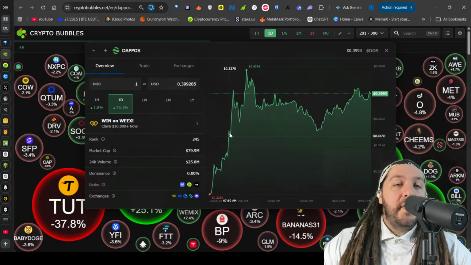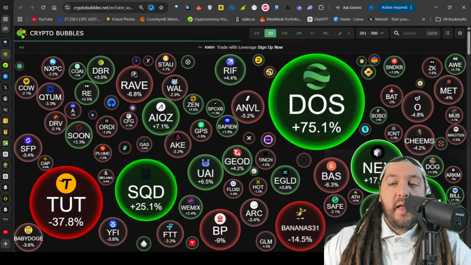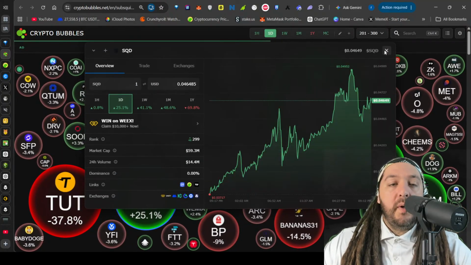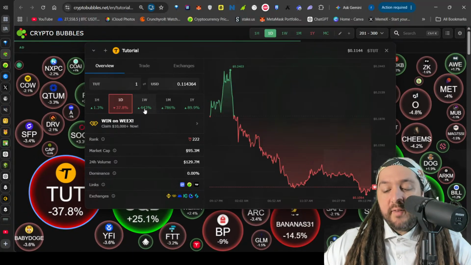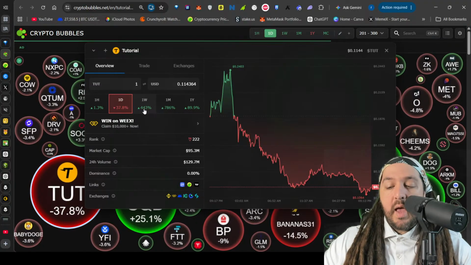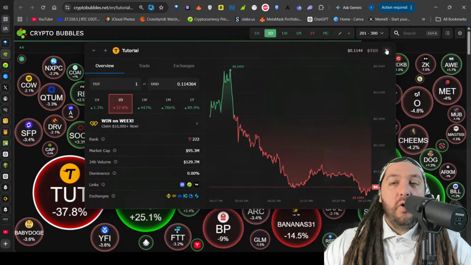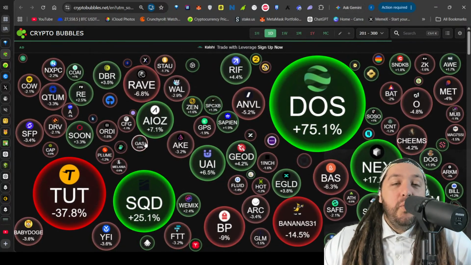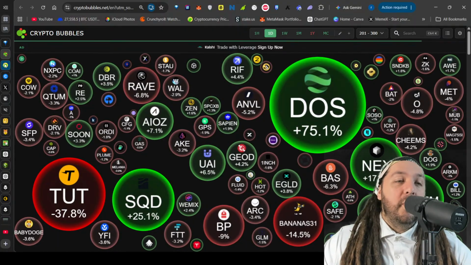DOS or Dapos. I don't know what that is, but it's up 75%. Ansem, Nexum, and SQD up a little bit today. Tutorial, we talked about this. This was a coin that was launched as a literal tutorial on how to launch coins, and it's just historical, and people like to pump it. It's pretty funny. I'm surprised they didn't delete it, but I don't know if you can delete a coin after you launch it, so I guess they're immutable, right?